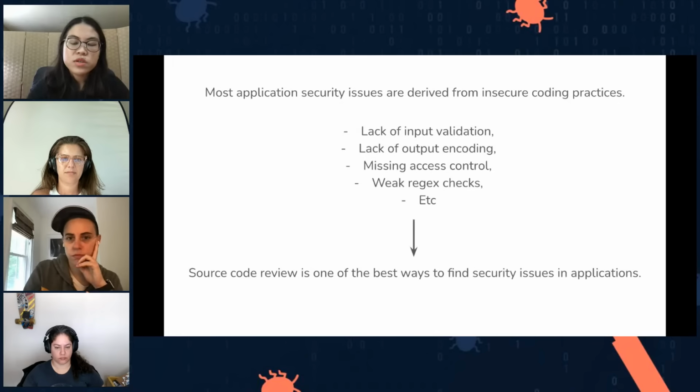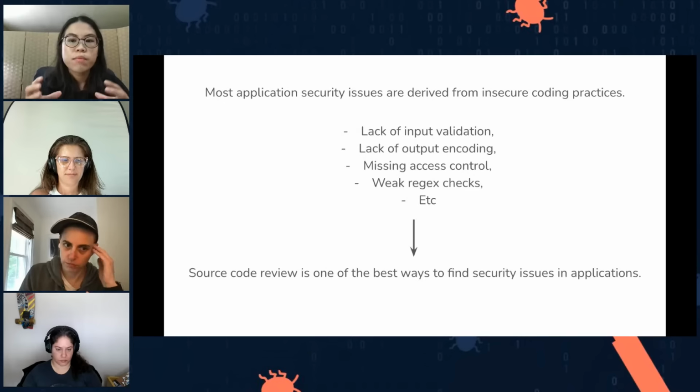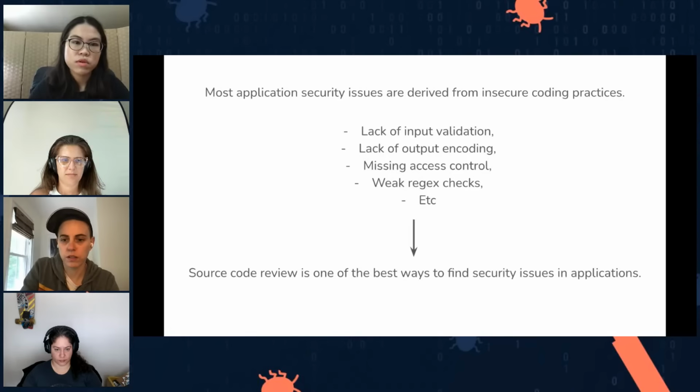So a lot of these issues are actually really, really apparent when you dive into the source code of that functionality. And so source code review is one of the best ways to find security issues in applications because a lot of these issues are difficult to discover from a dynamic scanning perspective or penetration test. But their patterns are very apparent and often very easy to find in the source code.